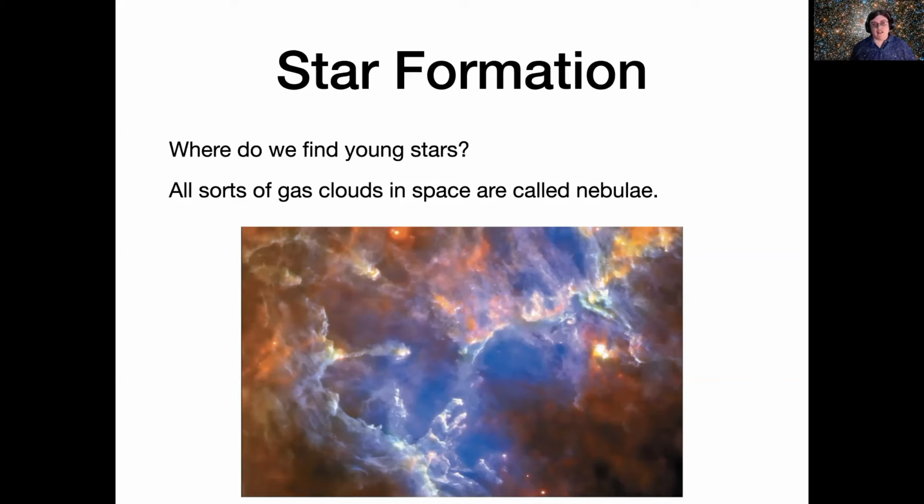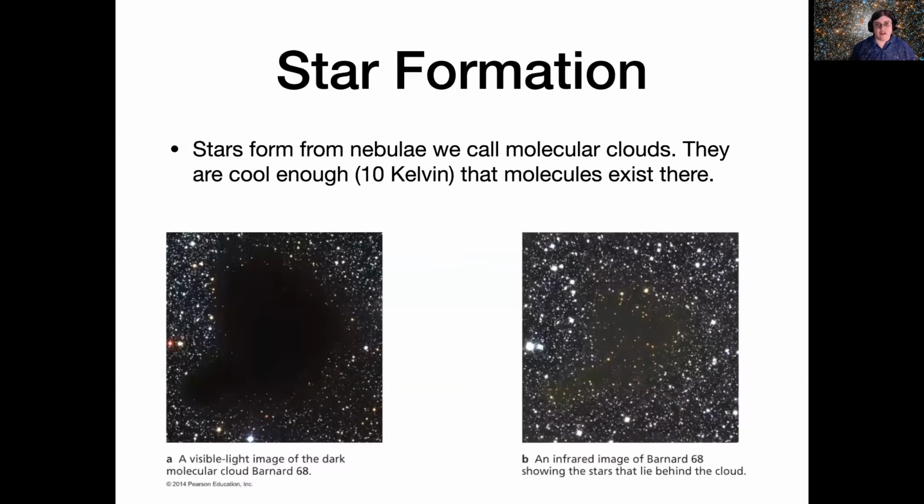Now, where do we find stars? We find them in nebulae. Now, nebula is a word that means cloud. Nebulae is the plural. And this is a word for all sorts of clouds of gas and dust in space. If it's a big cloud of gas and dust and it's in space, you call it a nebula. And stars form in a certain kind of nebula. So we call these places that we find star formation going on molecular clouds.